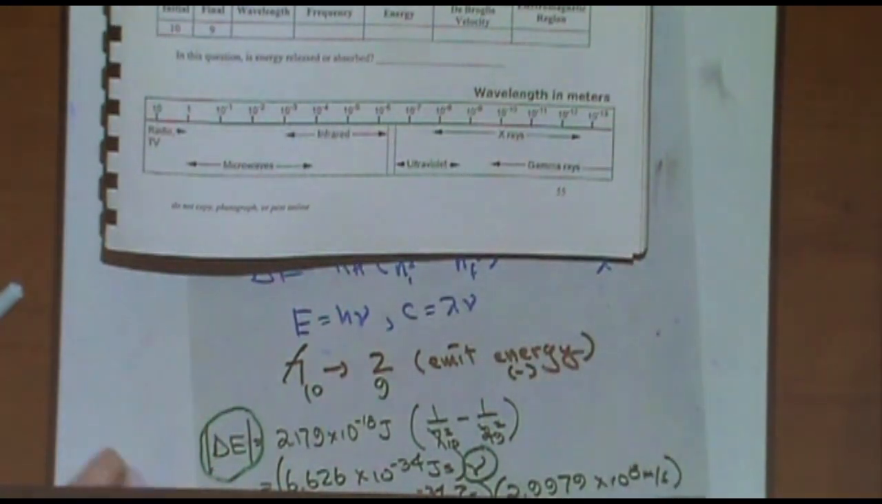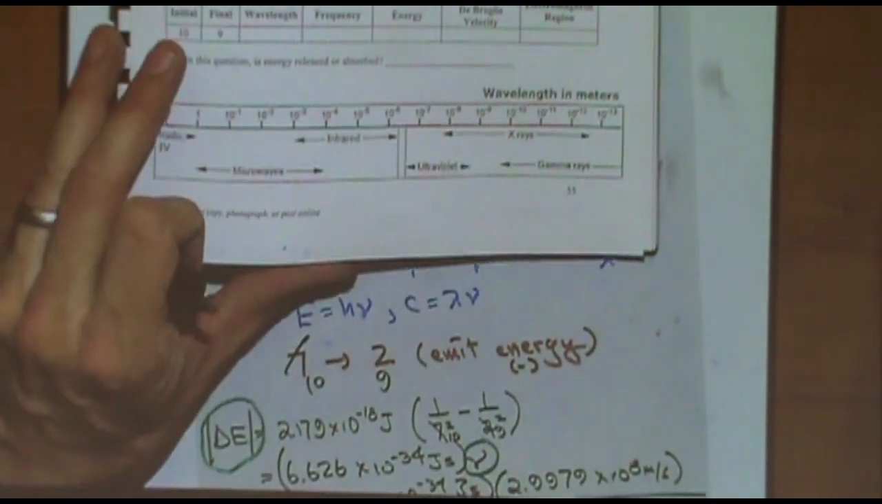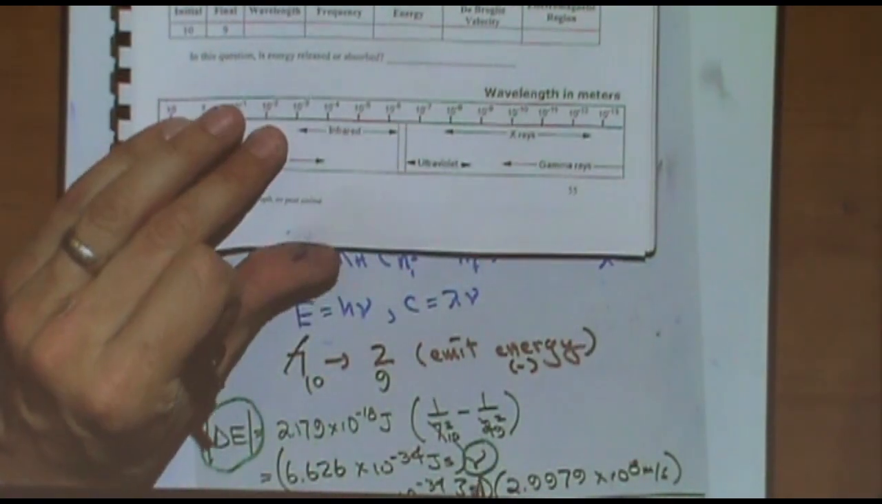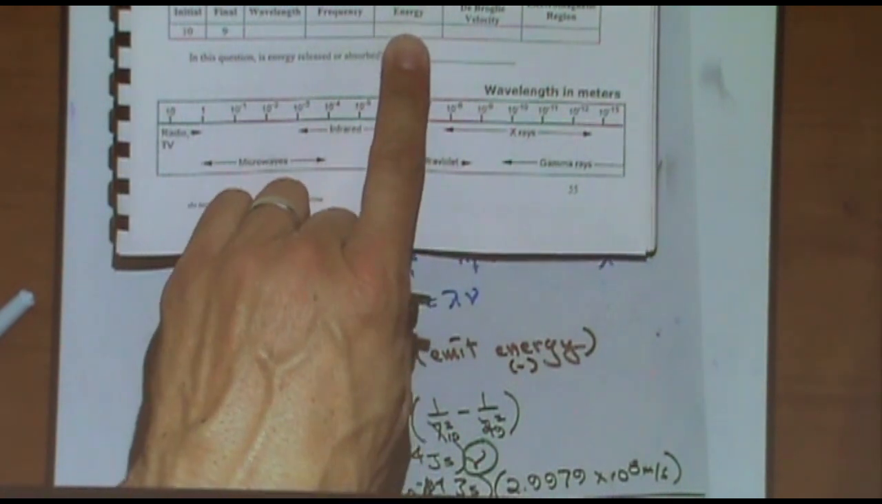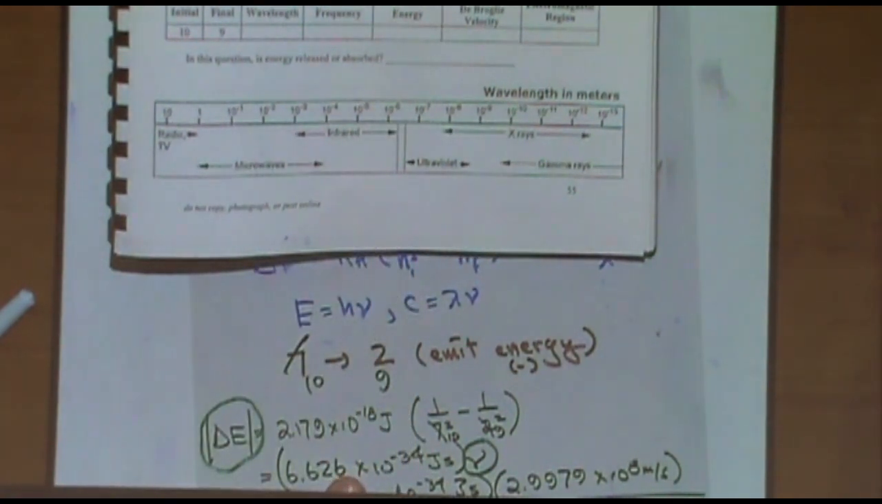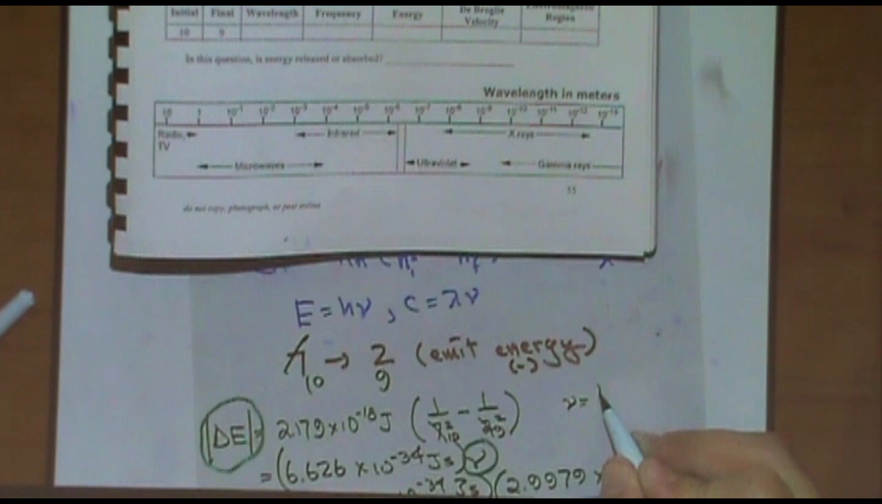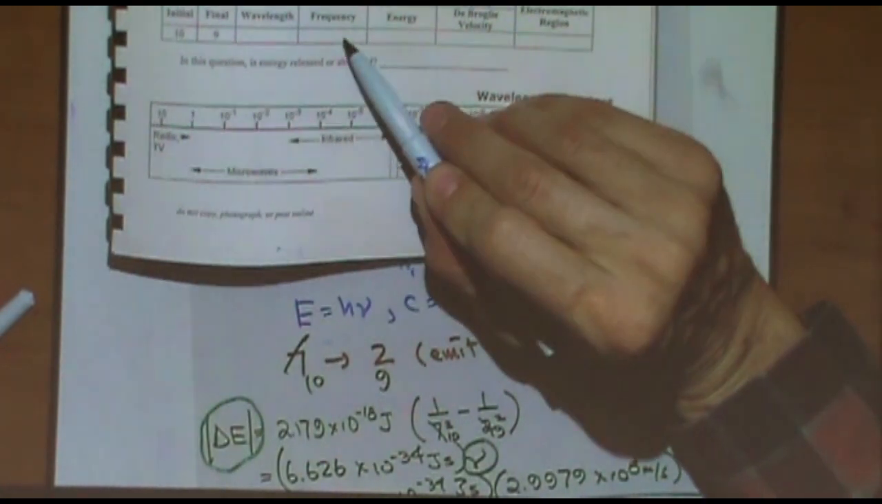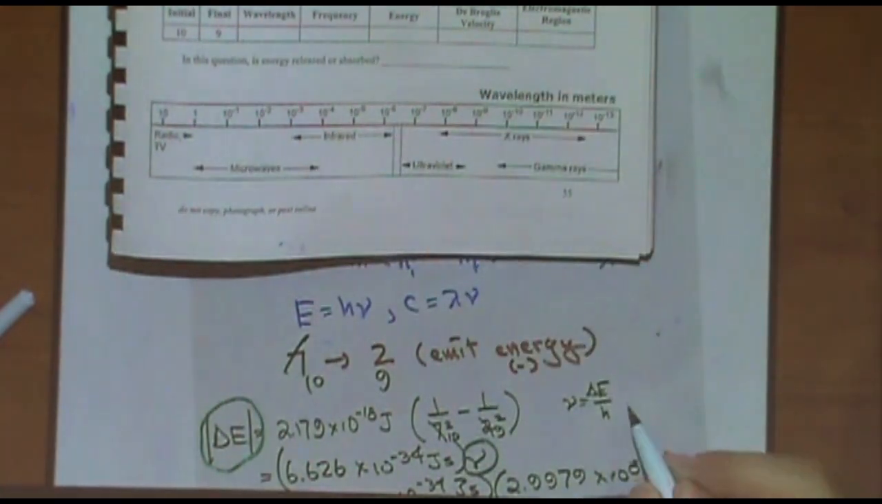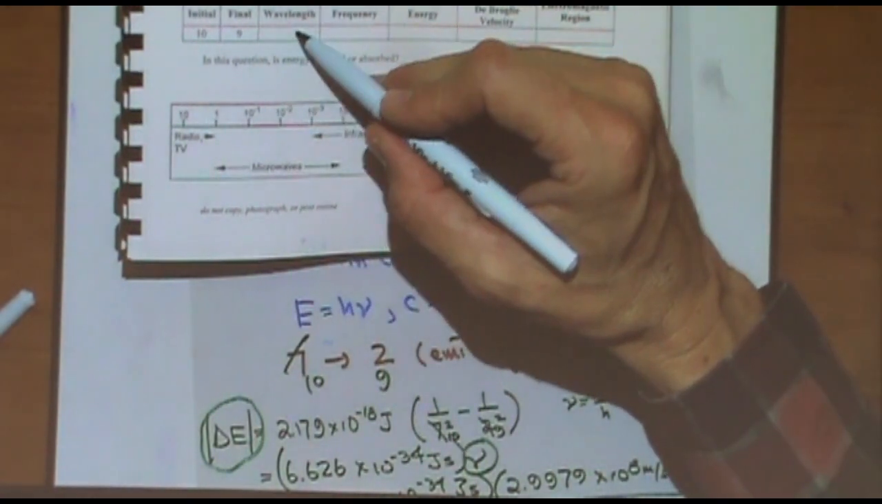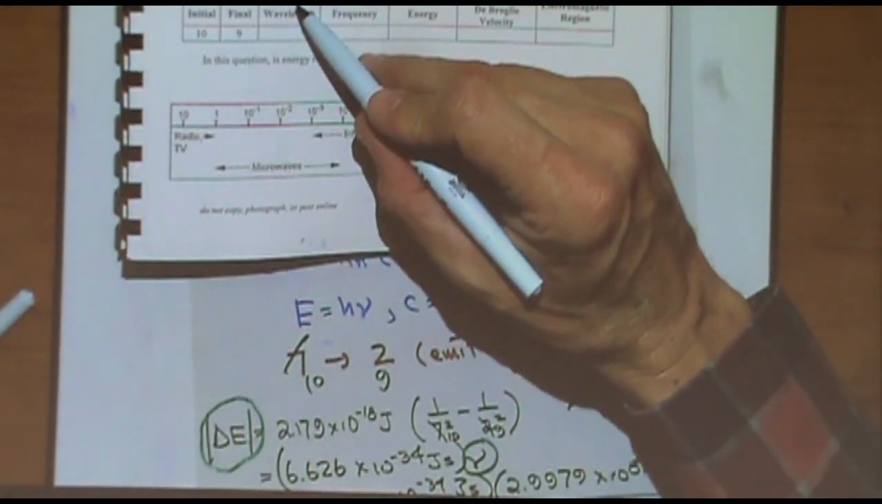Okay? Then, after you found that number, I would solve for nu next. It doesn't matter what order you go, really. But you're going to take the answer for this one, and you divide it by h. So nu equals delta E over h. Put that number right there. Then, another easy one to go for is the wavelength. You're going to have to convert to nanometers, but it's hc over delta E.